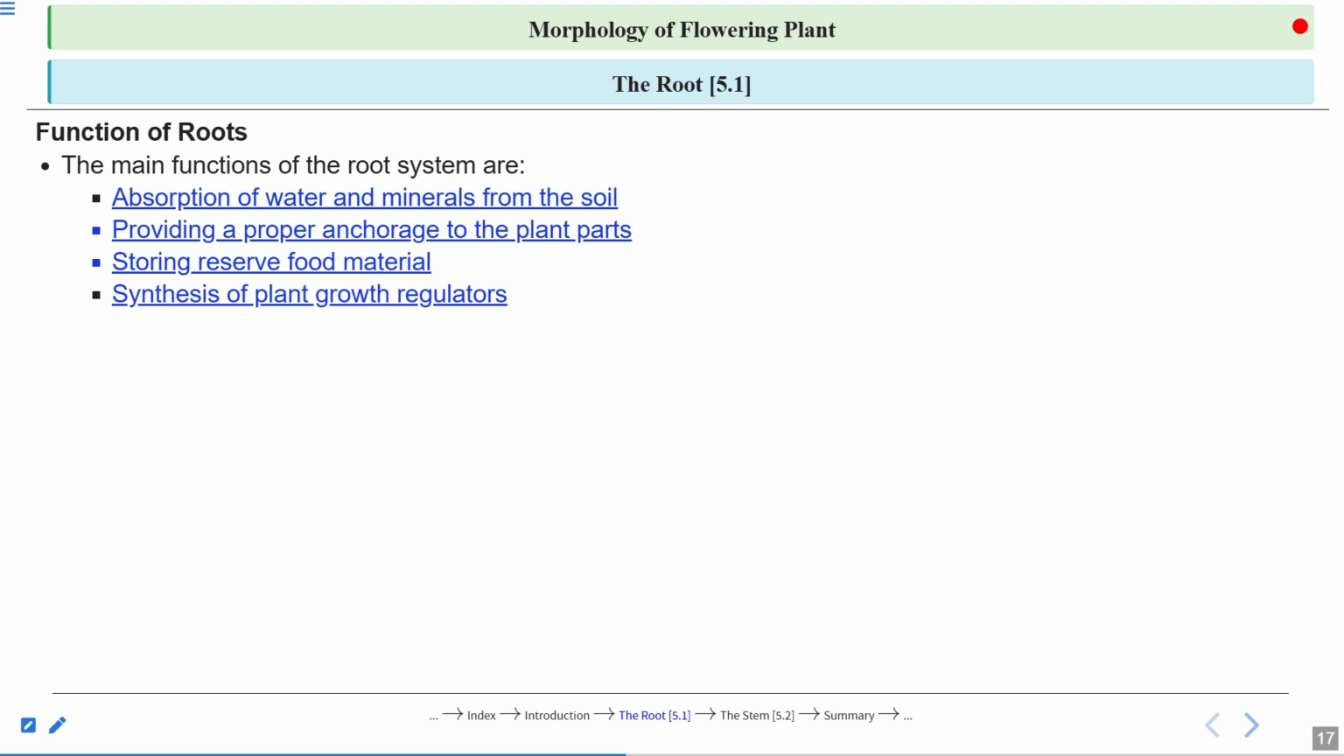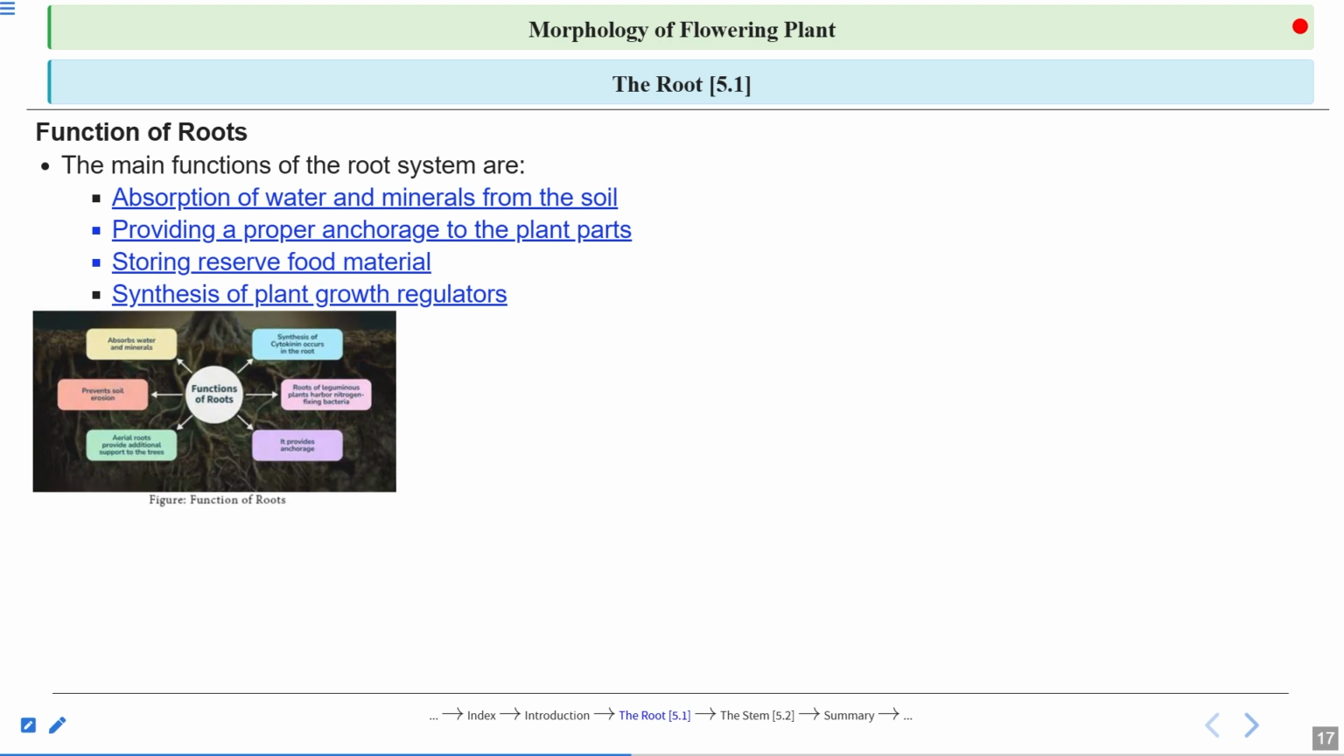Storing reserve food material. Just now we have seen there are different roots that store the food material. Synthesis of plant growth regulators. Many plant hormones are synthesized in the roots only. So this is also one of the functions of the roots.